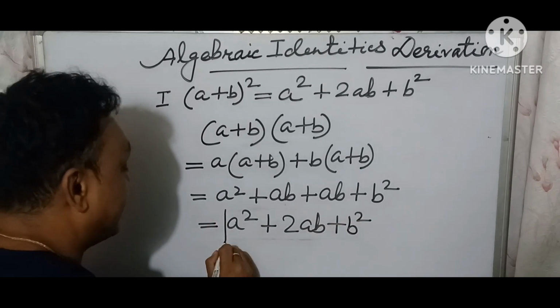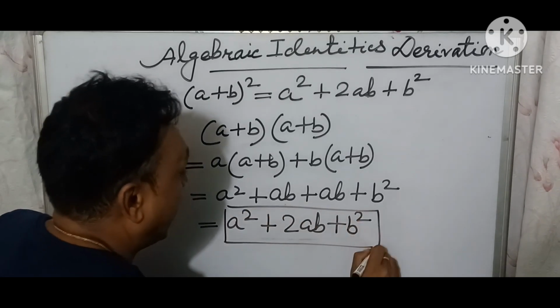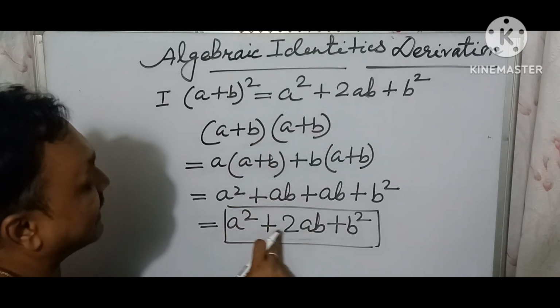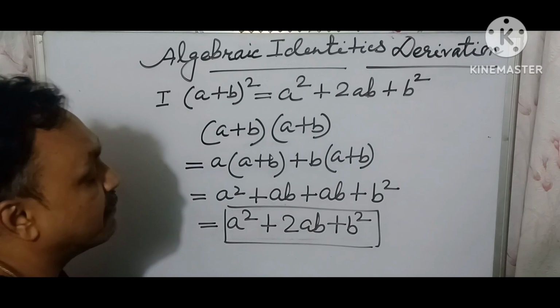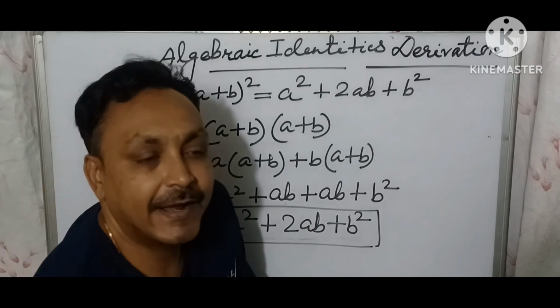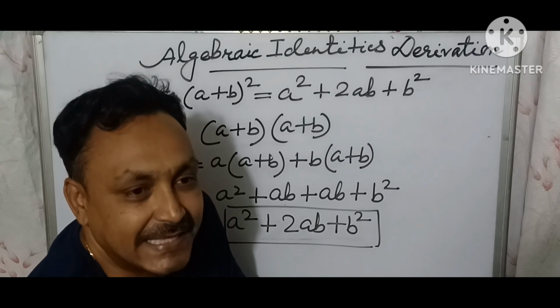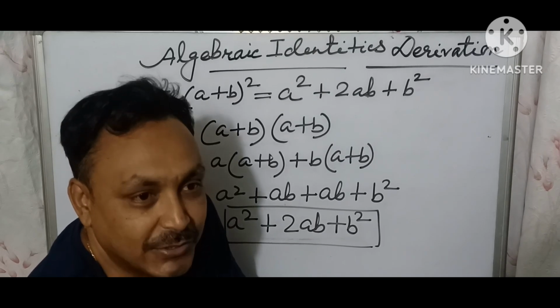So this is the identity. (a + b)² is a² + 2ab + b². So in our next video we are going to learn the second identity, that is (a - b)².